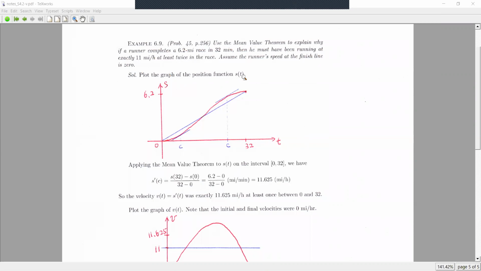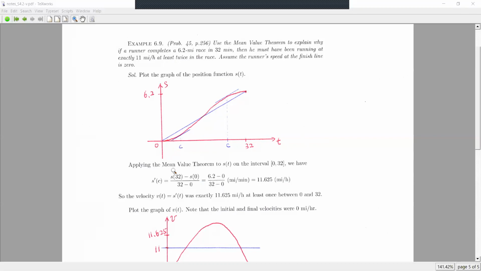Let me plot the graph of the position function of the runner. When time is 0, the runner was at the starting point, so his position was 0. When time is 32, he was 6.2 miles away from the starting point, so his position is 6.2. And I assume this red curve is the graph of the position function.